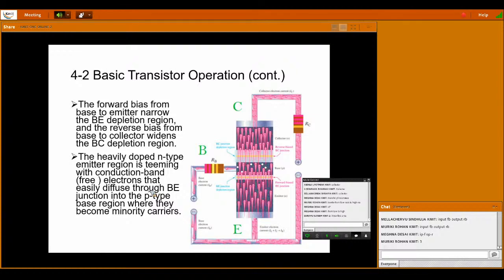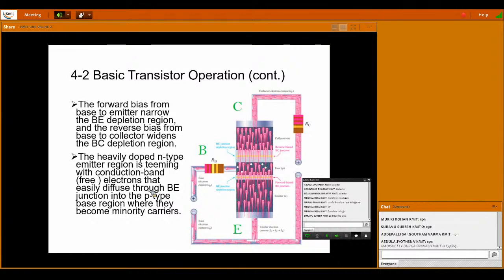Now you tell me which type of configuration it is. See the image and tell me. Which terminal am I taking common out of the three terminals? Emitter. Good. So it is a common emitter configuration. Which type of transistor is it? I took an NPN transistor. It's an NPN transistor. Right.